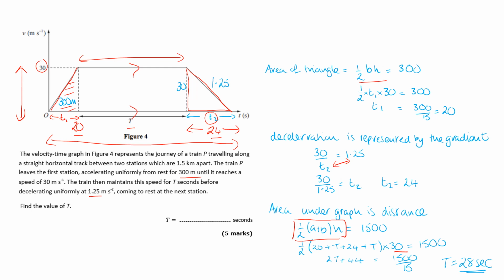So just half of 30 is 15. Cross multiply and take that to be a divide on the other side. Collecting all this in the middle comes to 2t plus 44 is equal to 100, and then take off the 44. 2t is equal to 56, so t is equal to 28 seconds.